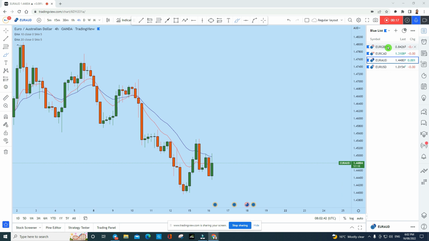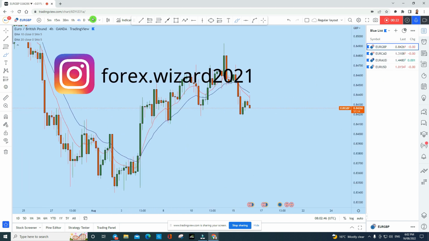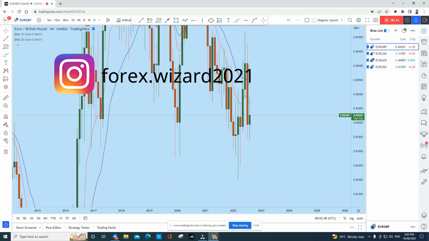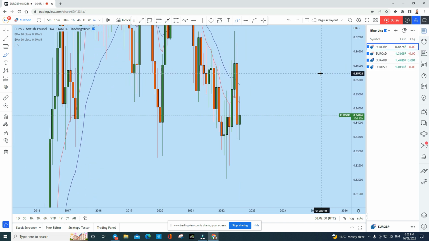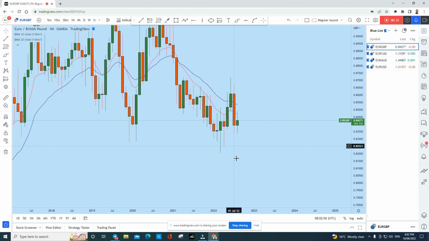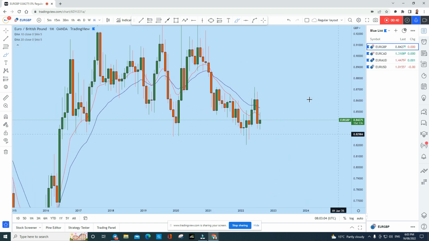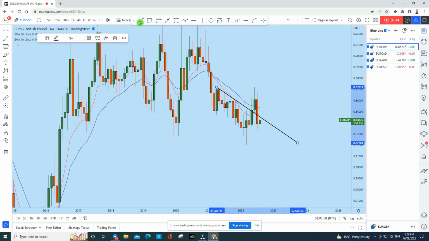Starting with Euro GBP to see what's happening. First of all, let's look at the bigger picture. As usual, you always look at the bigger picture to see the general direction in the market. On the monthly perspective, we have seen that a strong bearish engulfer has been formed on Euro GBP.